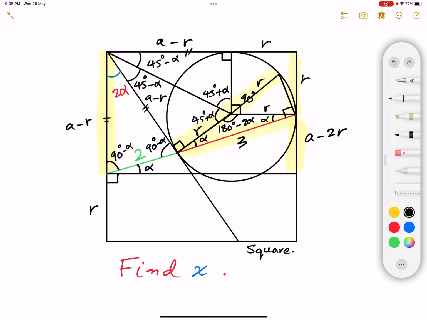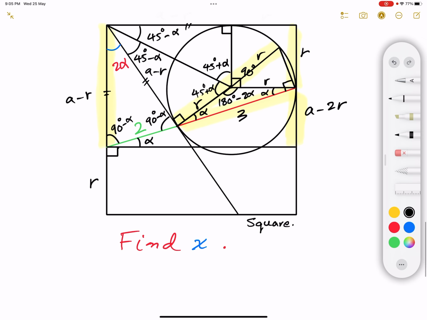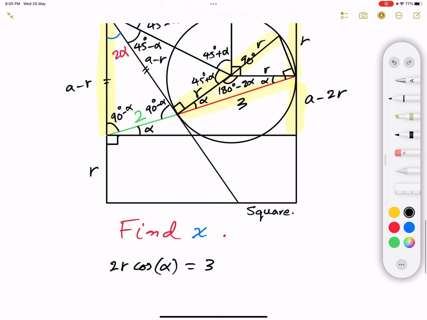I will do one more thing also. So let me first of all write that equation. Twice R multiplied by cosine alpha, that is going to give us 3. Now how can I get cosine alpha? Because I need to get rid of alpha here. So what I can do, we can use this.